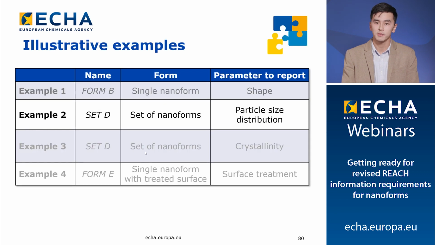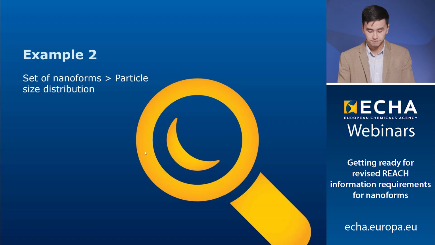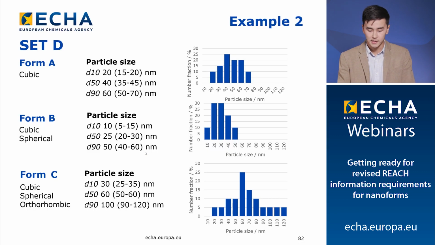In the illustrative example number 2, we will report the parameter particle size distribution for a set of nanoform. And in this example, we will use a set D. And as you can see, set D represents a set of nanoform, namely form A, form B, and form C. Form A has particles only with 1 shape type, form B with 2 shape types, and there are 3 shape types in the form C.